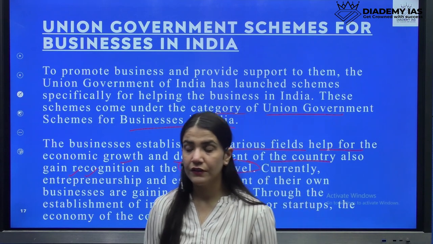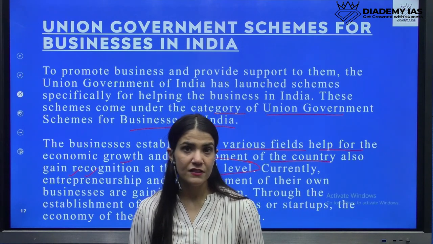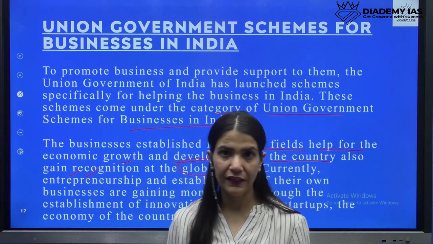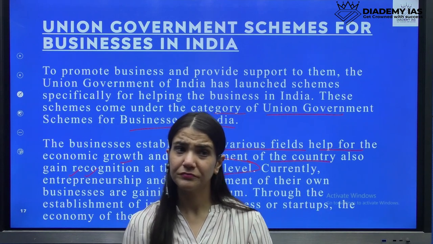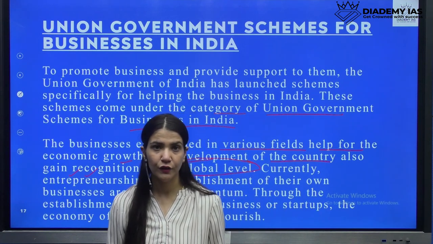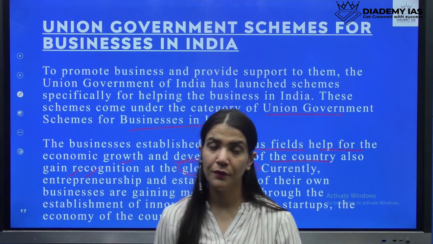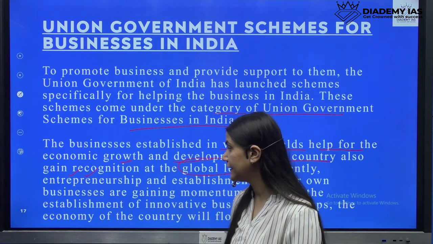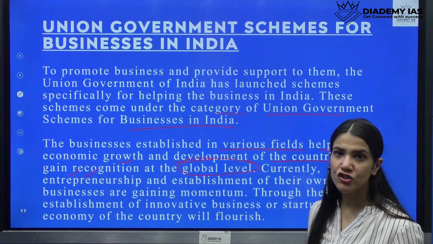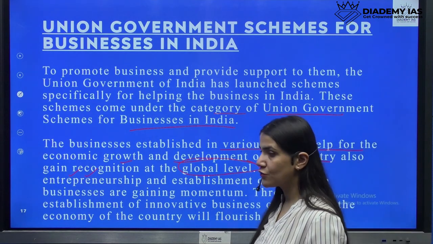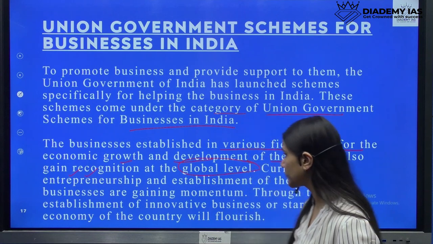So with several companies now looking at India as a market of acceptance, we also have to be in alignment with the fact that to gain recognition at the global level, the government has to be a significant partner.